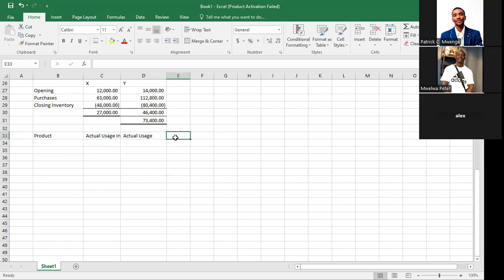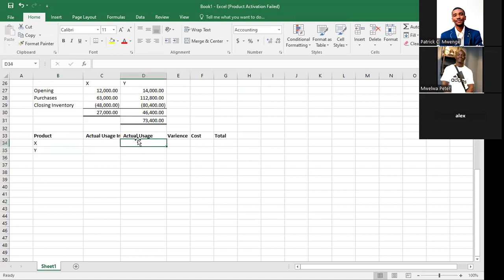And then next we've got the variance, right? And then next we've got the cost per unit for each material. And then at the end of the day, we need to have the total variance in quarter, right? So this is our simple format. So what products do we have? We've got X and Y, right?